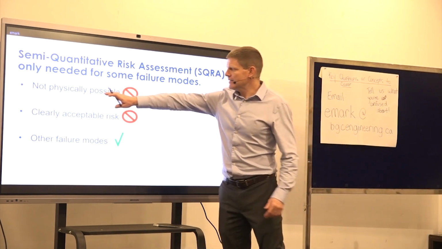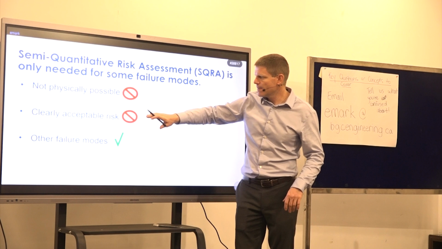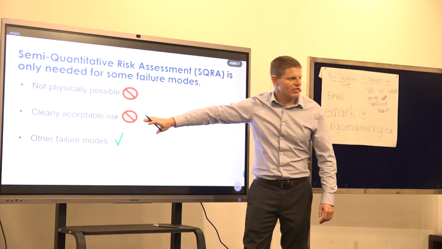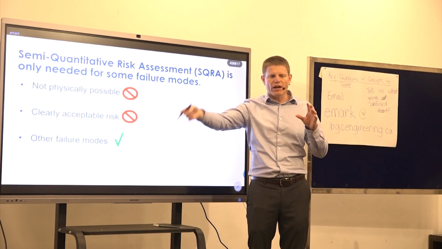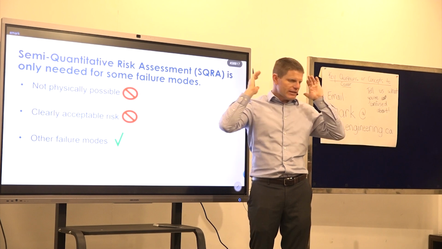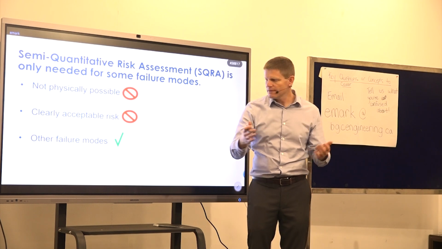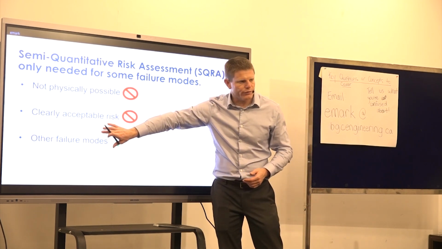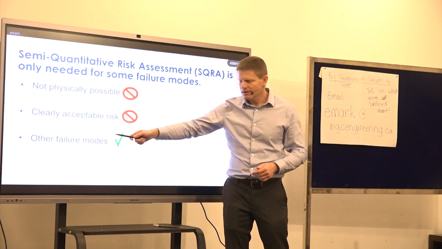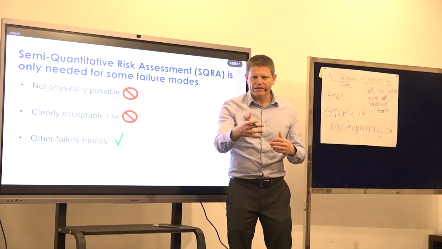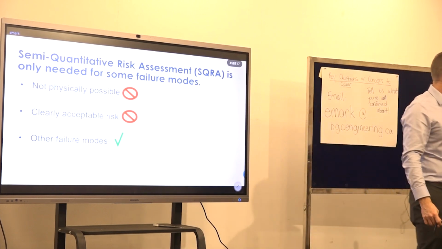Now, clearly, you don't need to take actions if the failure mode is not physically possible, right? We don't need to do anything. You don't need to take actions if the risk is clearly acceptable. So, for example, we were worried about a tourist falling off the top of the structure. Well, we've already designed railings. We've already decided that's acceptable, so there's no further work that's needed. But for all of those other failure modes, even the piping one that we've discussed, how do we decide if we need to actually take the action or not? How do we decide if it's worth the investment? Well, this is the method that you can use.